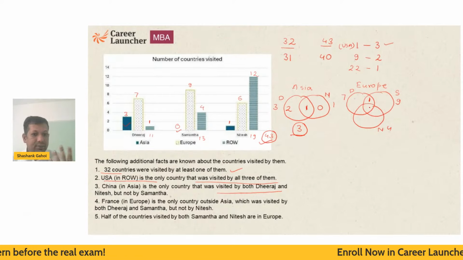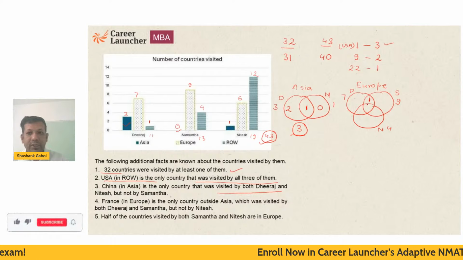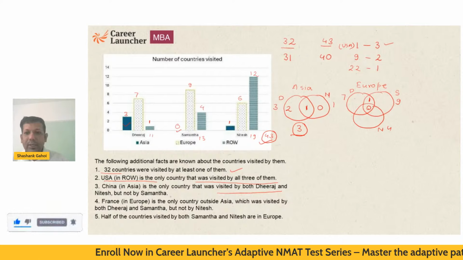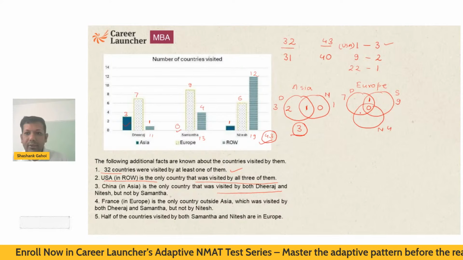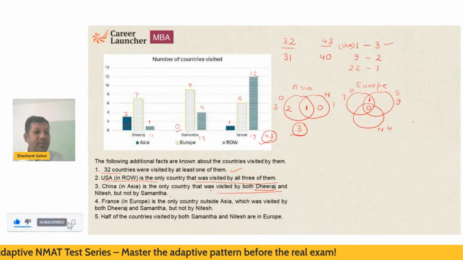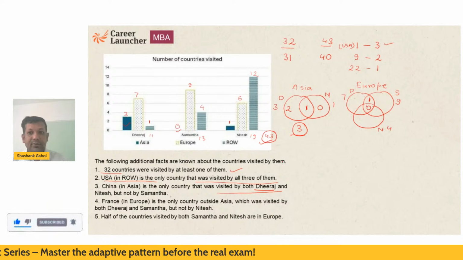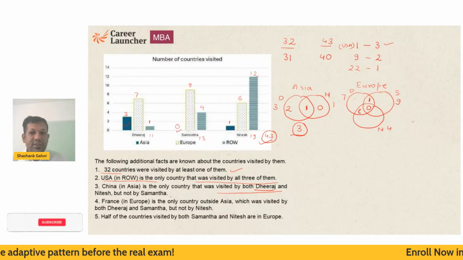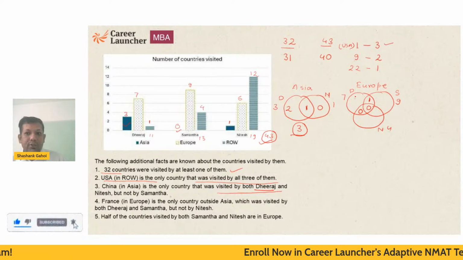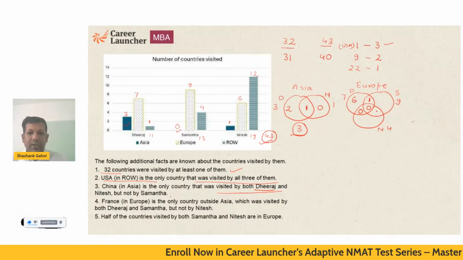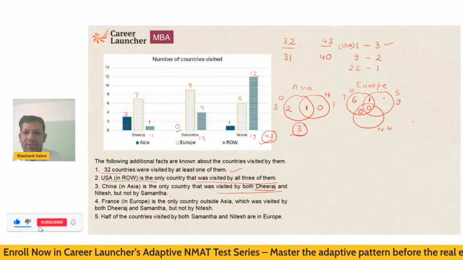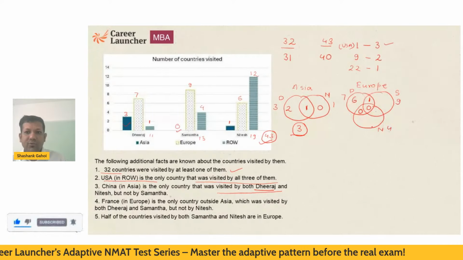It is the only country, so all 3 of them is definitely going to be 0. Then it says that China is the only country visited by both Dheeraj and Nitesh and not Samantha. So Dheeraj and Nitesh, not Samantha, this value is going to be 0. This is what I got. So this is 6. Do I have this value? I don't know. What is this value? This is 9 and this is 4.